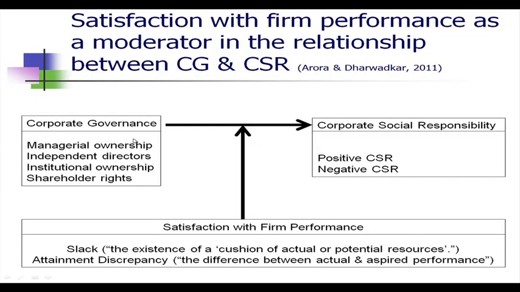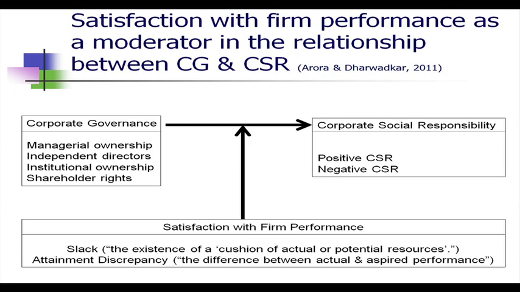So corporate governance consists of managerial ownership, independent directors, institutional ownership, and shareholder rights. Now this in turn leads to positive CSR, and could lead to negative CSR also. I'll just tell you what negative CSR is. This in turn is influenced by the satisfaction with firm performance, which would have two primary elements that have been discussed in this paper.